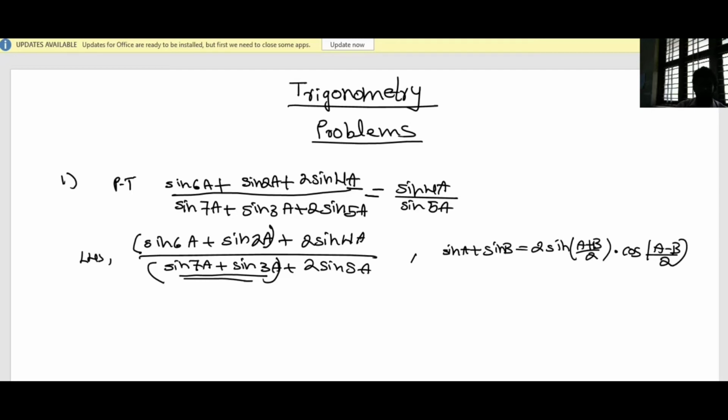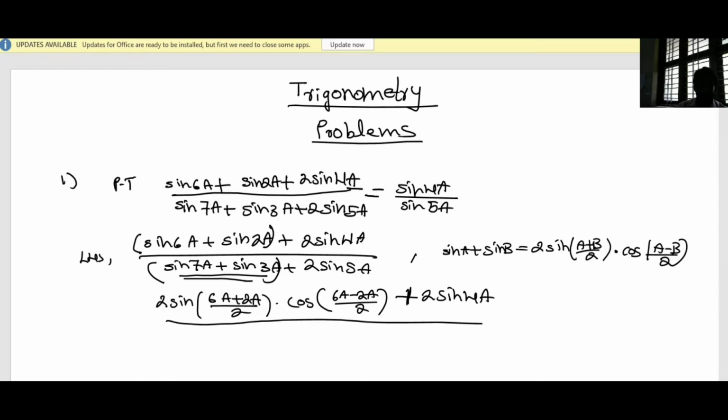Again, the formula is 2 sin of (A plus B) by 2 into cos of (A minus B) by 2. Okay. Now substitute in the formula, you will get 2 sin of (6A plus 2A) divided by 2 into cos of (6A minus 2A) divided by 2, plus the remaining sum, that is 2 sin 4A, divided by the denominator, again sin A plus sin B formula: 2 sin of (7A plus 3A) divided by 2 into cos of (7A minus 3A) divided by 2, plus the remaining sum 2 sin 5A.